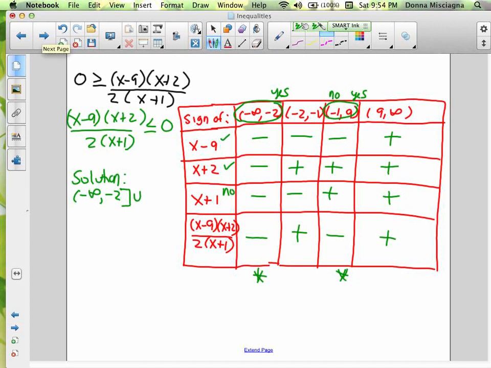And we've got two pieces here. And then parentheses, negative 1 to 9 bracket, all right, because 9's included, negative 2's included, not negative 1. This is interval notation, as you're giving an interval.